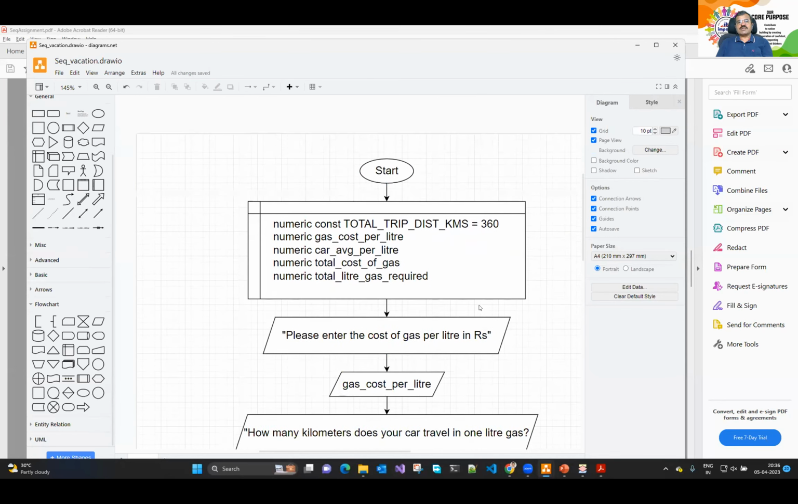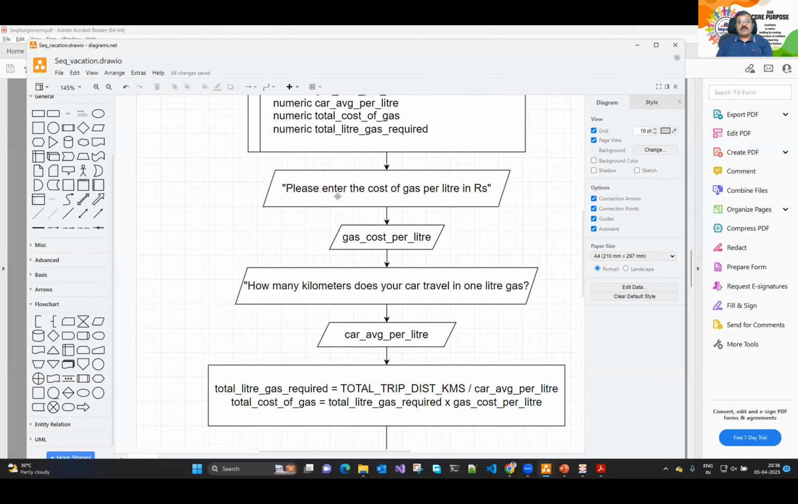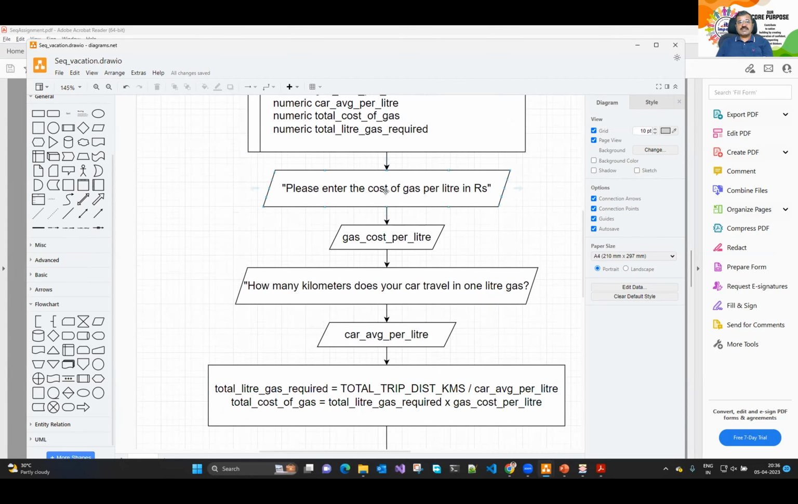So let's have a look at this code once again. Start, we have defined all the required variables. We have specified the type of the variable plus that variable which was constant. We asked you to enter the cost of the gas per liter in rupees. So we accept it. Then we ask how many kilometers does your car travel in 1 liter of gas?